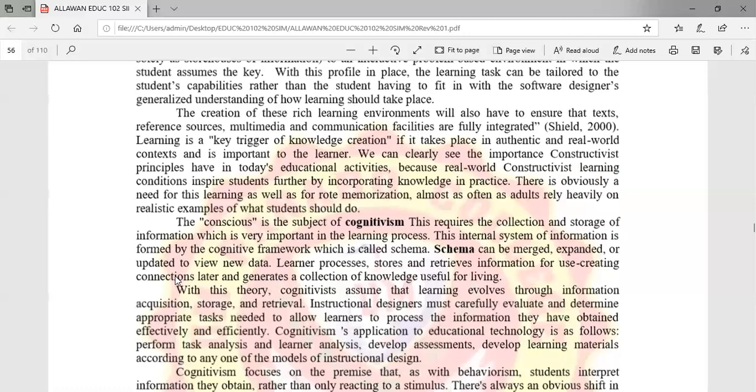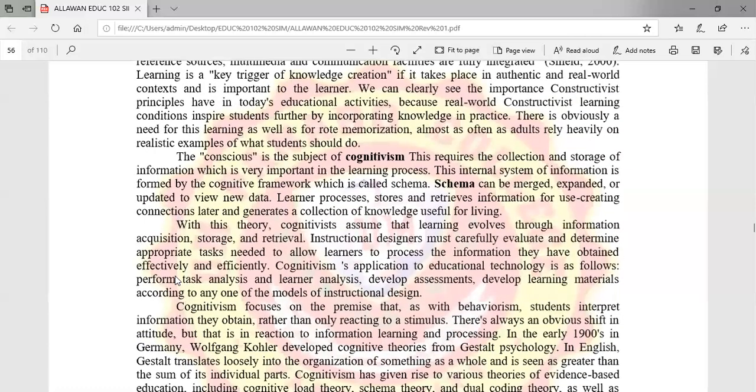So with these theories, the cognitivists assume that learning evolves through information acquisition, the acquisition of knowledge, its storage and retrieval. So instructional designers must carefully evaluate and determine appropriate tasks needed to allow learners to process the information they have obtained effectively and efficiently.